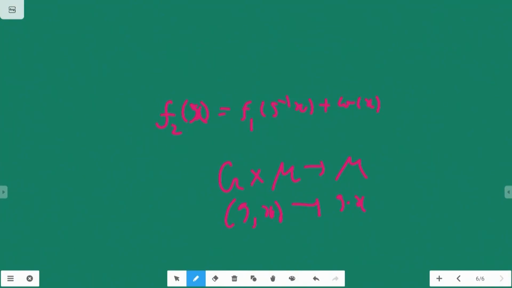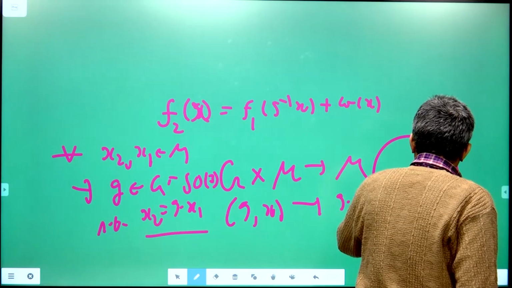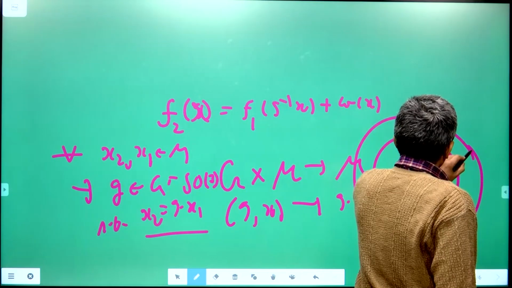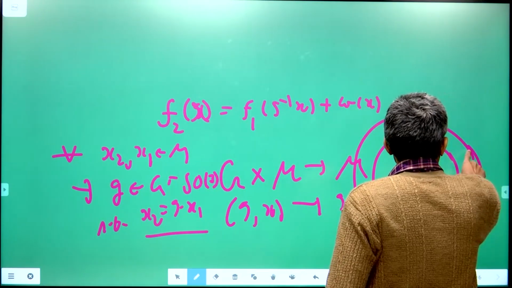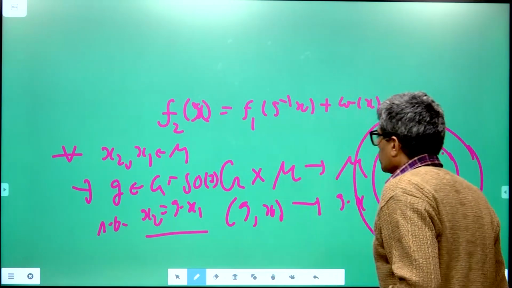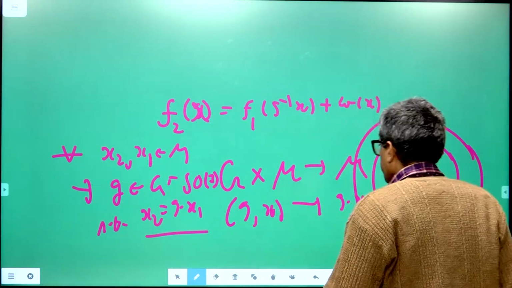What do you mean by saying that the action is transitive? Given any two elements x2 and x1 in M, there exists a G in the group, here the group is SO3, such that x2 is equal to G x1. That means it covers everything. The rotations act transitively on the sphere of radius R0, so you can reach any point from any other point by a rotation. But if you have two spheres of different radii, then you cannot reach a point on the outer sphere from the inner sphere by a rotation. Neither can you reach a point on the inner sphere from the outer sphere by a rotation. That is why we restrict ourselves to a sphere of a given radius.